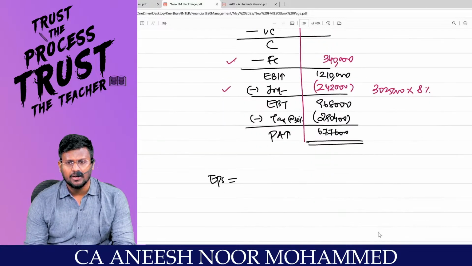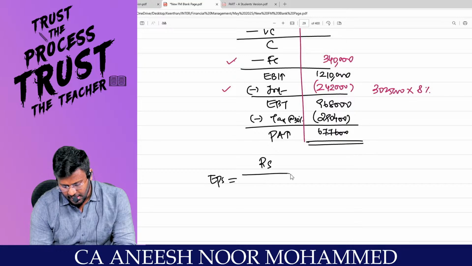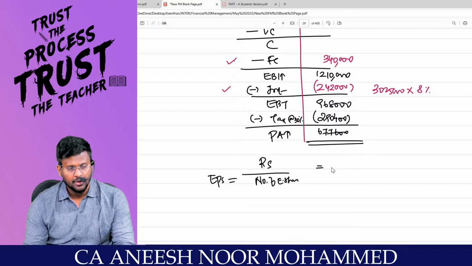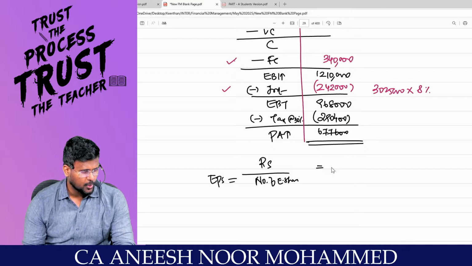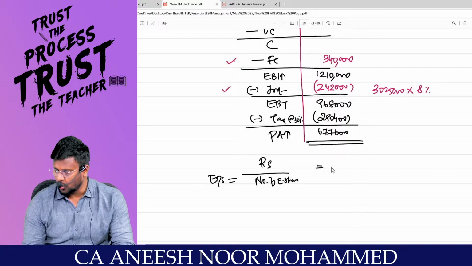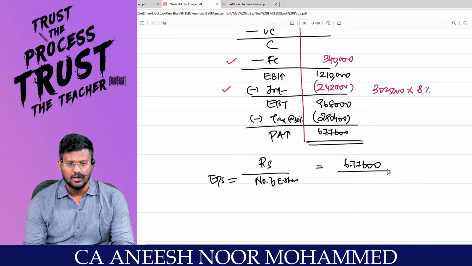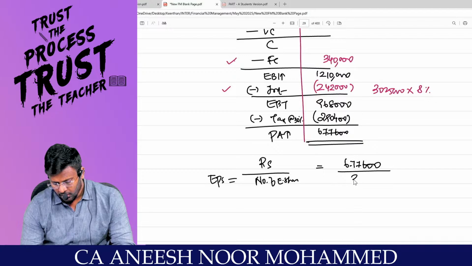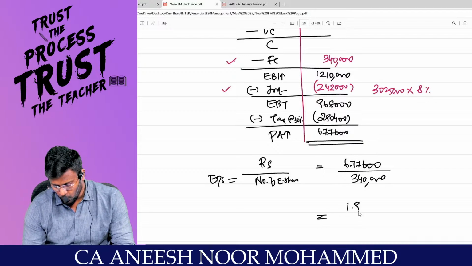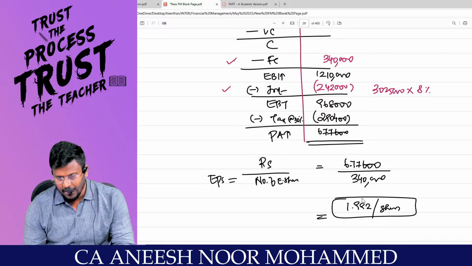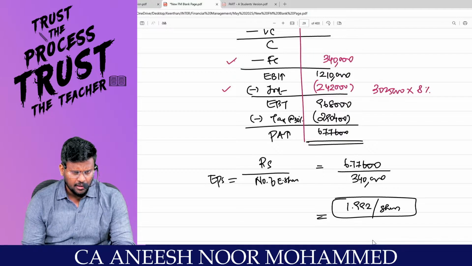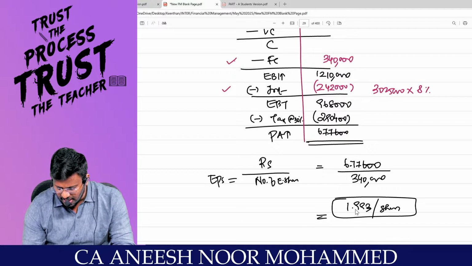Sir, I want EPS. Earnings per share is equal to residual earnings divided by number of equity shares. Comfortable? So PAT is equal to residual earnings. Is there any preference share capital? No, sir. So 6 lakh 77,600 divided by 3 lakh 40,000 comes to 1.993 per share is the EPS.